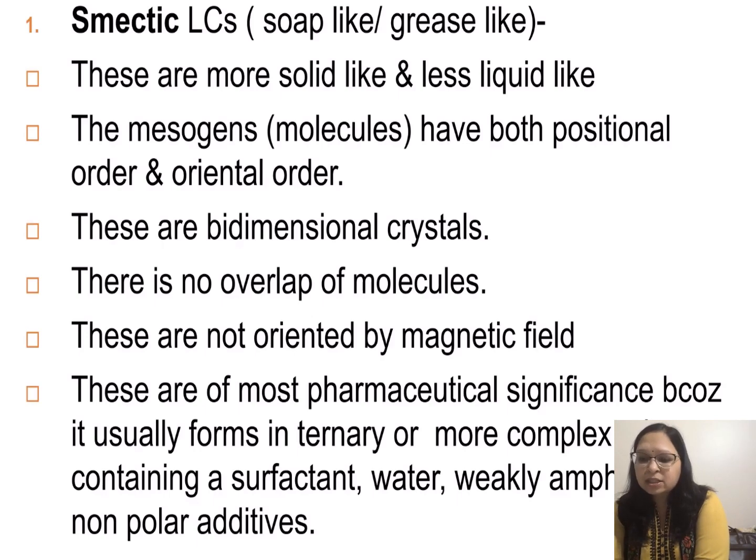Now, these smectic crystals can be further classified into two categories, smectic A and smectic C. I would be taking them up in the further slides. Now, these smectic crystals are of pharmaceutical importance. They are very important in the pharmaceutical industry because they form ternary or quaternary complexes containing a surfactant, water, or non-polar additives. So they find use in pharmaceutical fields.